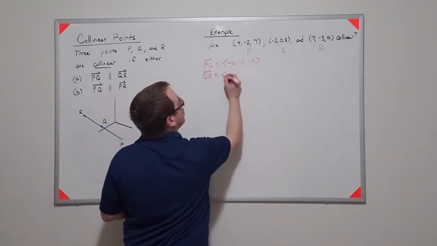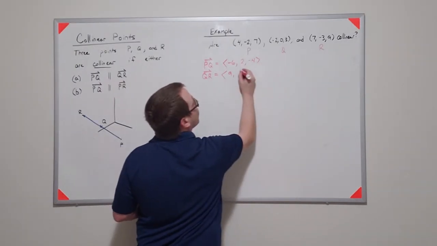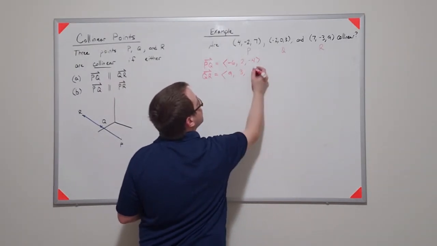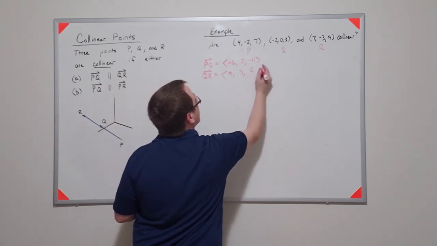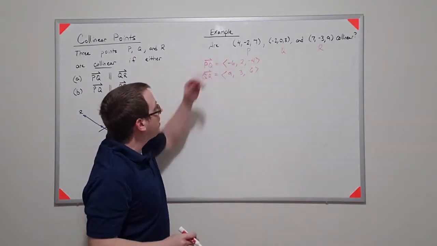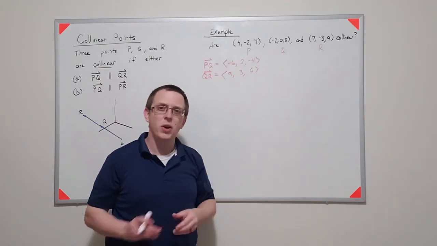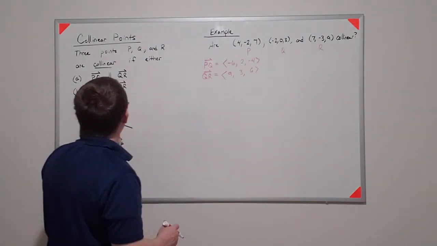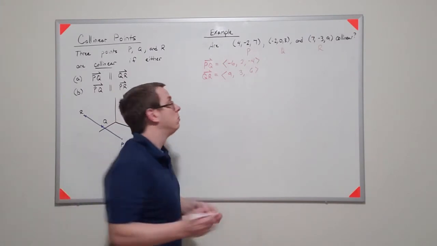Q to R is 9, 3, 6. Now, the problem with this is if I look at these two, I can figure out the multiplier to get from one to the other, but it's not clean. So why don't we try PR and see if maybe that makes our life easier. Maybe it will, maybe it won't.